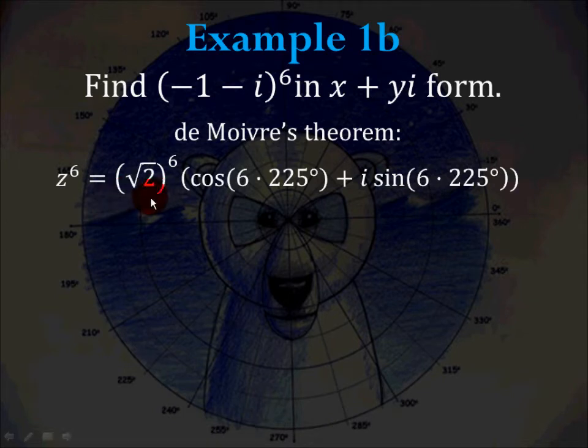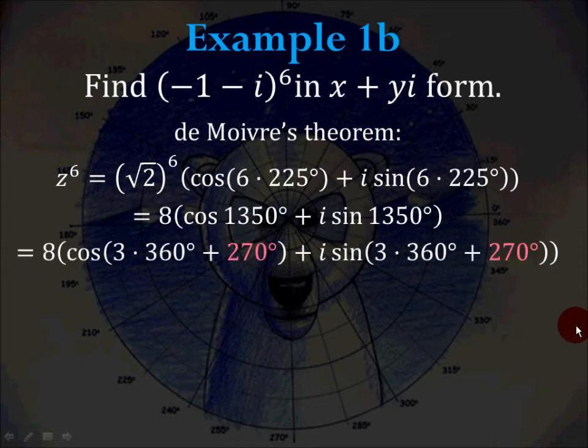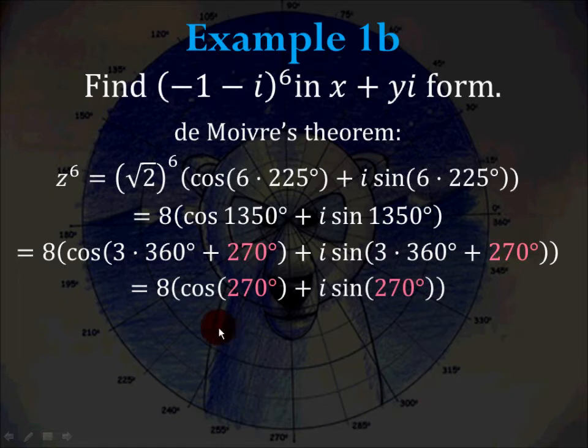So z to the sixth is radical 2 to the sixth times cosine of 6 times 225 plus i sine of 6 times 225. Radical 2 to the sixth is the same as 2 cubed, or 8, times cosine 1350 plus i sine 1350. You want to find the coterminal angle with 1350 that's between 0 and 360. If you subtract 1080, you get that that angle is 270 degrees. So your number is 8 cosine 270 plus i sine 270.